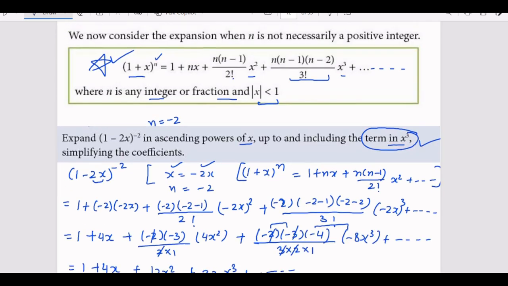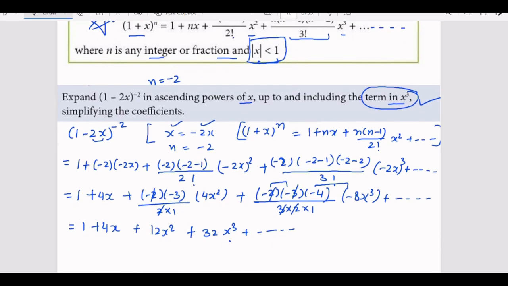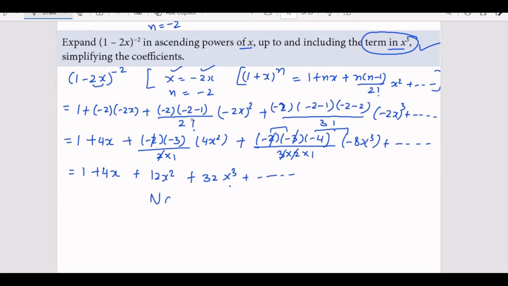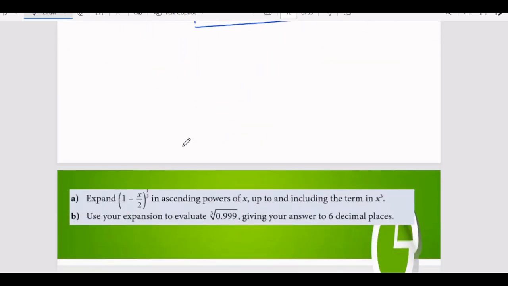Now by definition, this is very important, that this expansion is valid only when mod x is less than 1. We need to give the values. Our x is now negative 2x, so negative 2x is less than 1, or we can say that when you divide it by 2, mod x is less than a half. So this is the condition that this expansion is valid for, right? So I hope that's clear now.